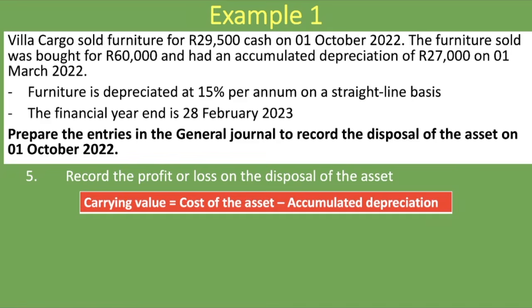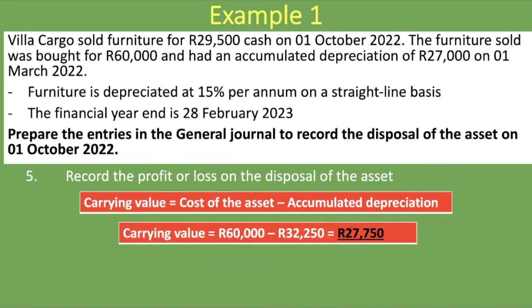Okay, so what is the cost price of the asset? Well, it's 60,000 rand. And what is the accumulated depreciation at the date of sale? Well, we did that in step number 3, so you want to check that out. It's 27,000 rand plus the depreciation we calculated in step number 1, 5,250, and it gave us 32,250 for the accumulated depreciation at the date of sale. So we'll take the 60,000 rand cost of the asset minus the accumulated depreciation at the date of sale, 32,250, and it gives us a carrying value of 27,750 rand.